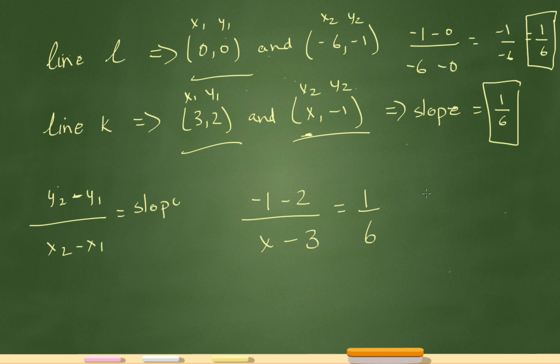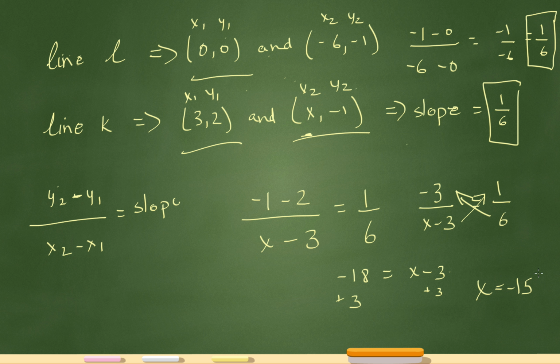Now let's start simplifying this a little bit. So -1 minus 2 will be -3. x minus 3, let's leave that the way it is, and it'll be 1 over 6. Now let's cross multiply that by that and that by that. 6 times -3 will be -18. And x minus 3 times 1 will just be x minus 3. And now let's add 3 on both sides. So x will equal -15 as my final answer.